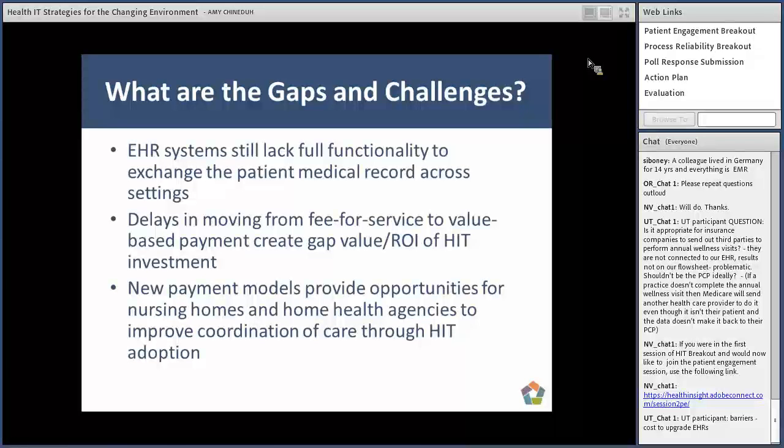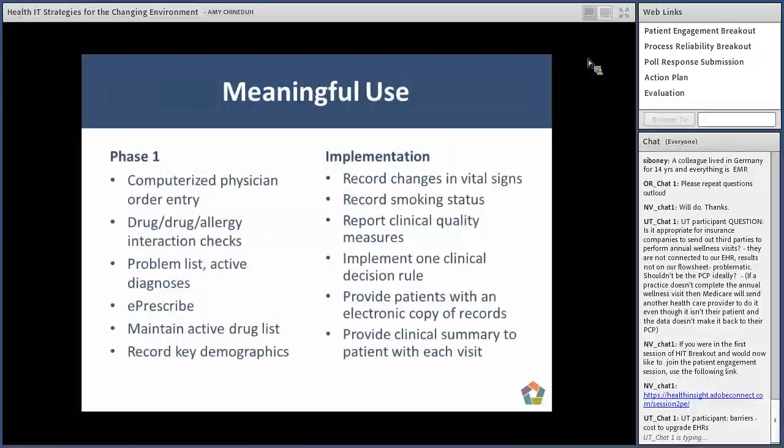New payment models provide opportunities for nursing homes and home health agencies to improve the coordination of care through HIT adoption. Really, the battle for bundled payments is going to be won in the post-acute arena, in large part. Your joints, all of your CVAs, all of your sepsis, those are going to be won in SNFs across your community and home health agencies, improving their level of service and communication, both downstream to the outpatient physician practice, but also upstream to your SNF partners who might be able to take that patient back rather than sending them to the ER. So that's part of the conversation here.